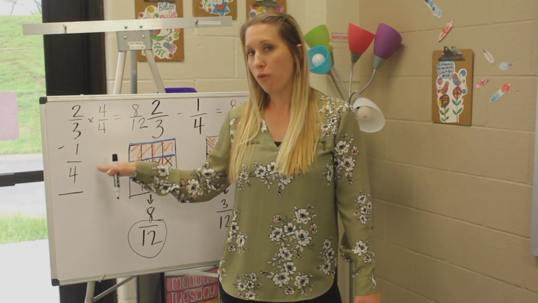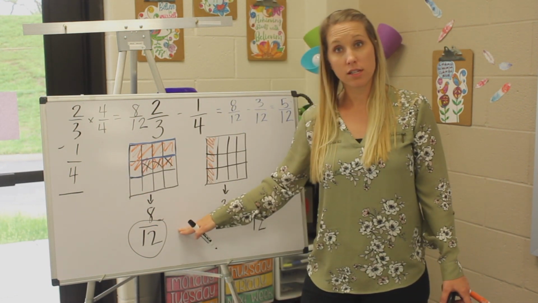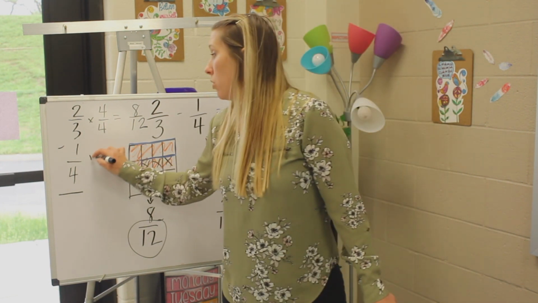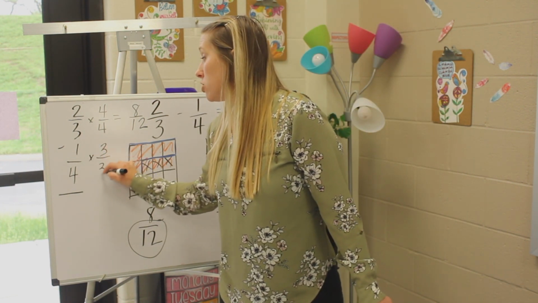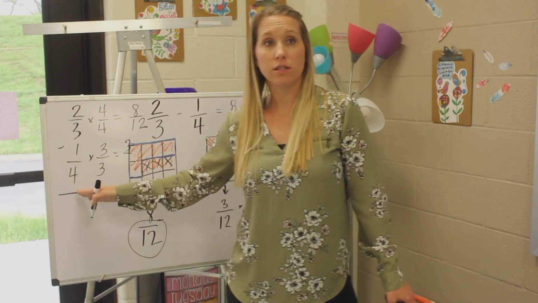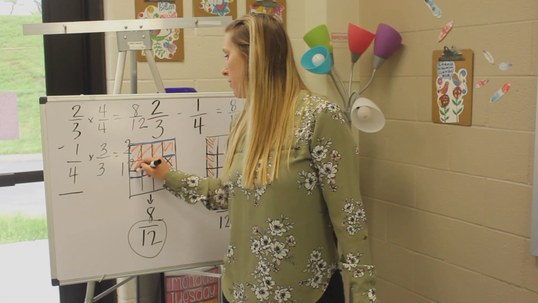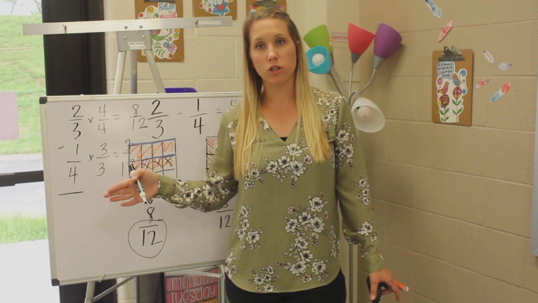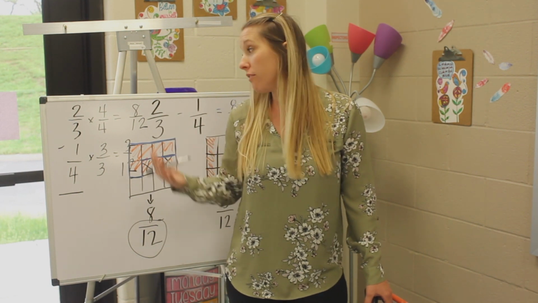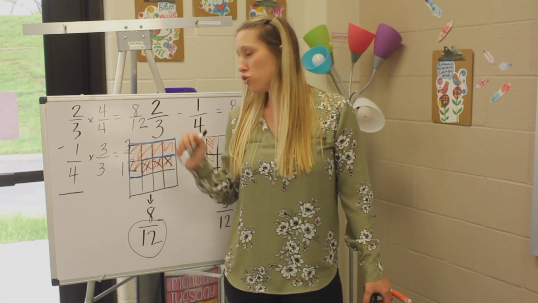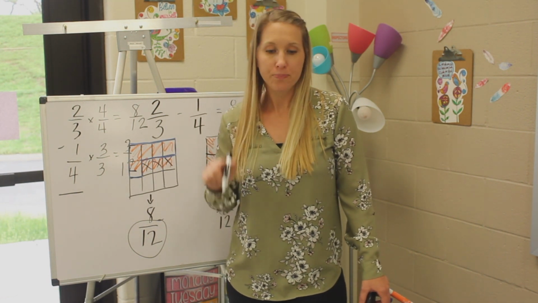What about fourths? What can I do to fourths to make them twelfths? I can multiply them by 3. And so 1 times 3 is 3. 4 times 3 is 12. Whether I use the model or I use the multiplication strategy, I came up with the equivalent fractions 8 twelfths and 3 twelfths. Let's try that again with another problem.